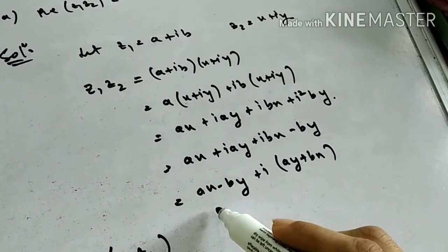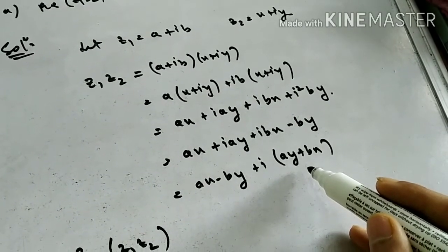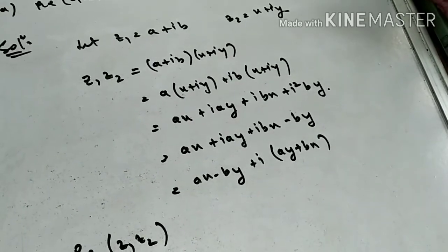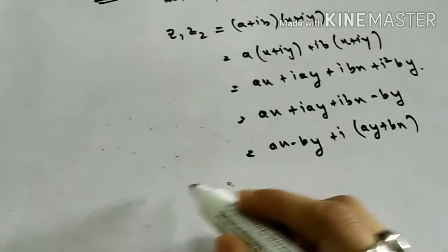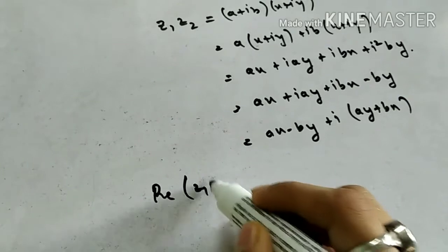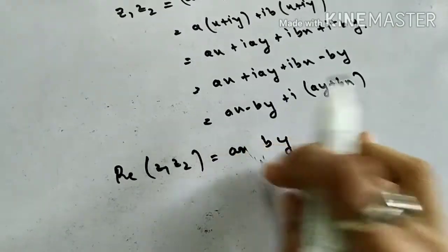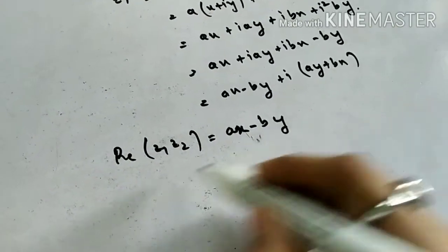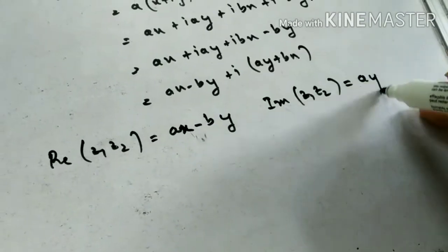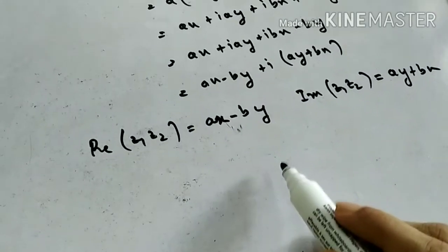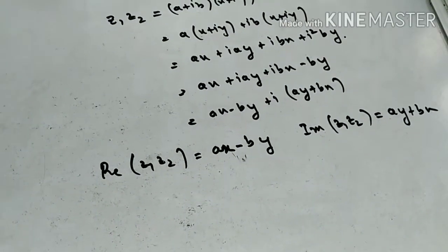Real part of Z1 into real part of Z2 minus imaginary part of... Okay, so from here you see I can get that Re(Z1 Z2) is equal to AX minus BY, and Im(Z1 Z2) is equal to AY plus BX. This is the real part of Z1 Z2 and this is the imaginary part of Z1 Z2.